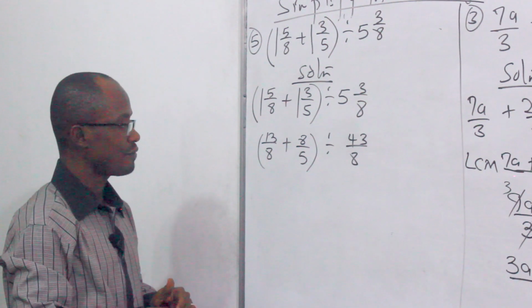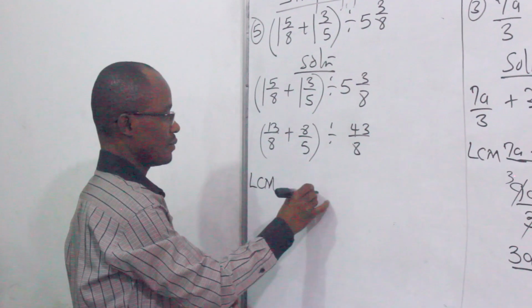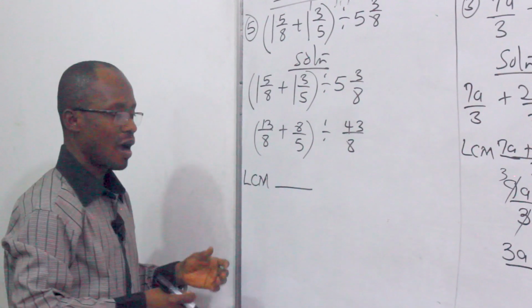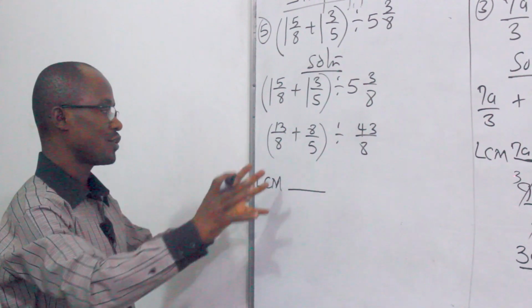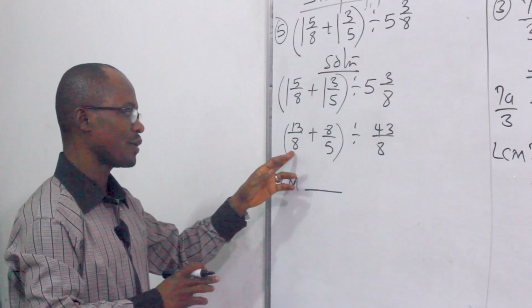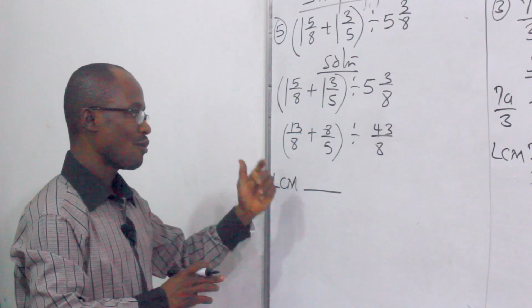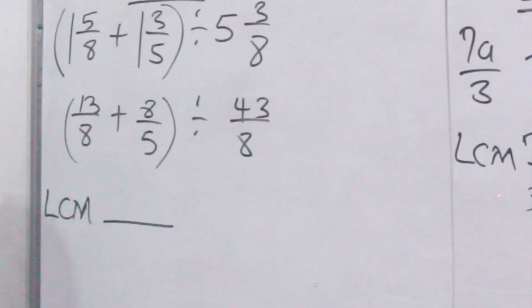The LCM of 8 and 5. Some will be wondering, how is it possible to find the LCM? You can use the long division method. With that, you can find the LCM. That is the lowest common multiple, a number that 8 can divide without a remainder, and 5 can also divide without a remainder. For example, supposing we say 40.